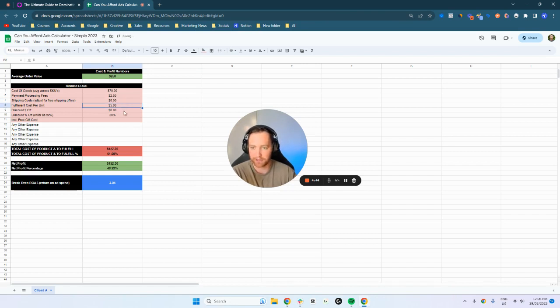So we've got to change that to 0. This brings our net profit to $122, which we're happy with. Break even ROAS of 2. So anything over like a 2.1, then we're happily scaling as far as we possibly can. And we're pretty happy with this. The net profit percentage is still around 50%. So we're quite happy with this.